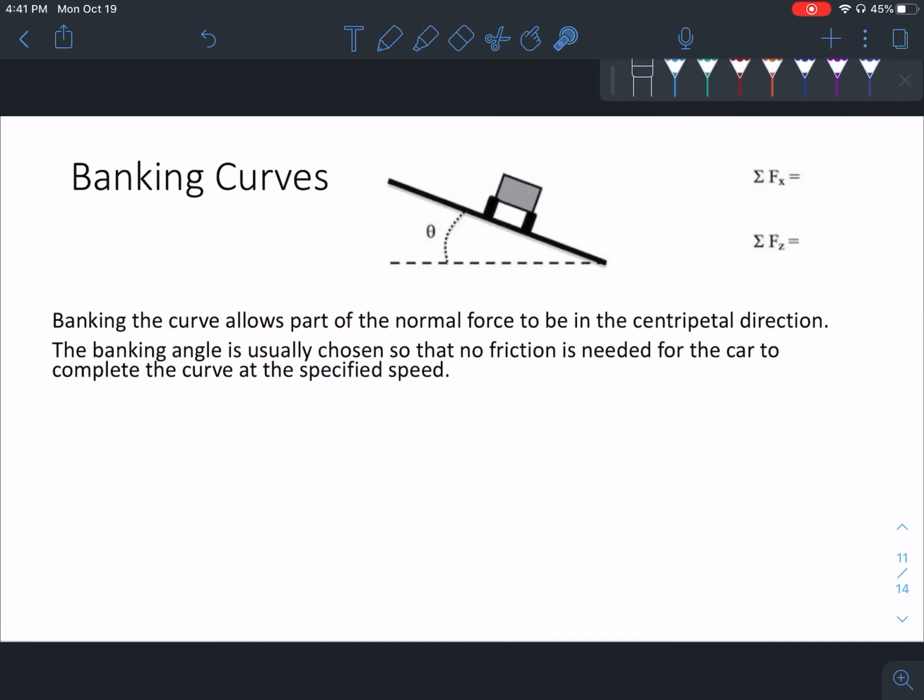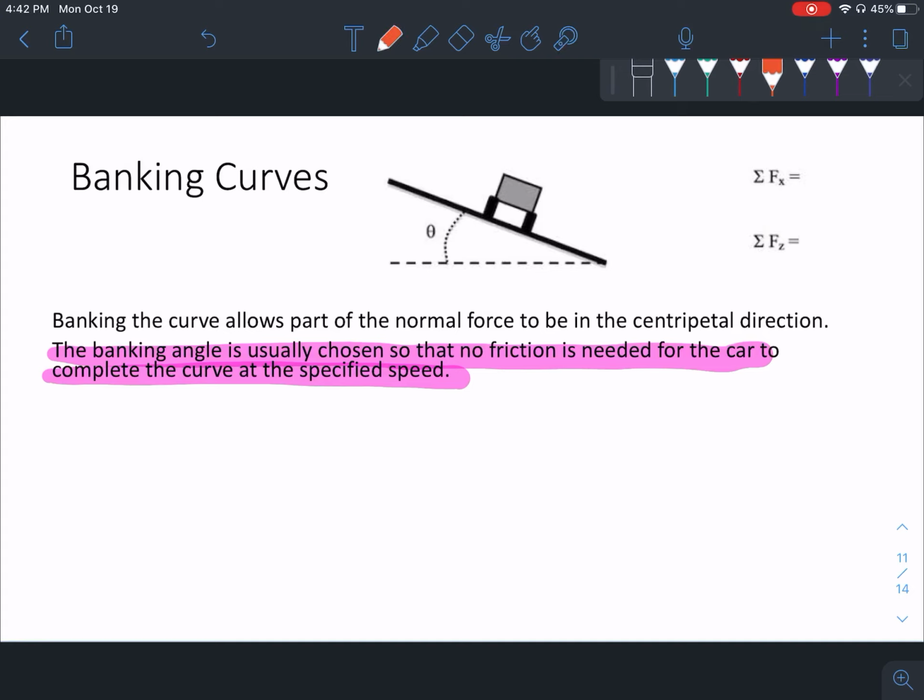So we come here. Here's your big key takeaway. Banking the curve allows part of the normal force to be in the centripetal direction. So it allows that normal force to aid in the actual turn itself. This is really important because we often find out what's known as the banking angle. The banking angle is the angle needed so that no friction is needed for the car to complete the curve at the specified speed.